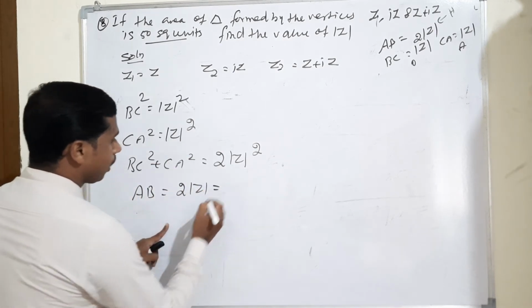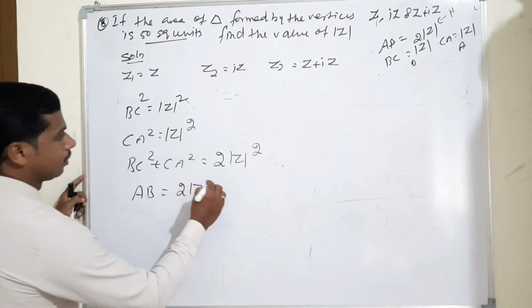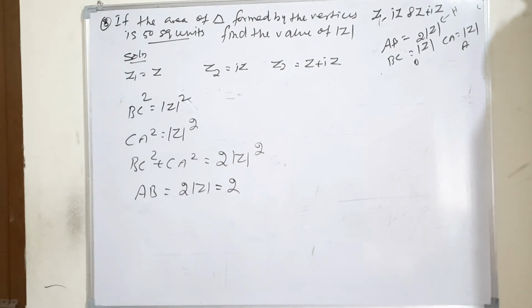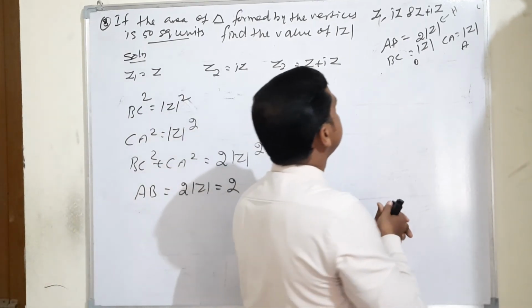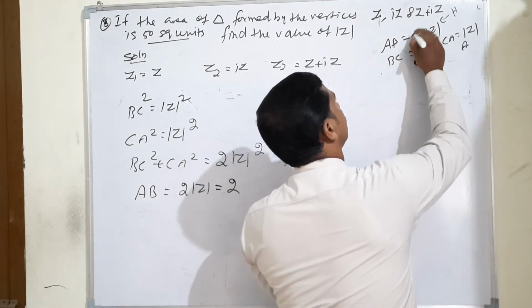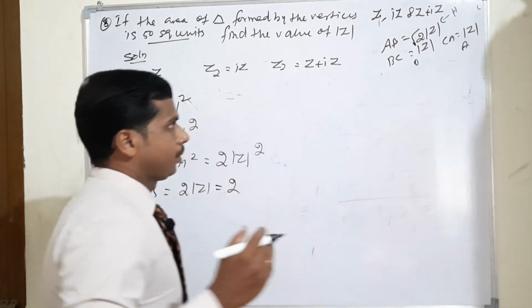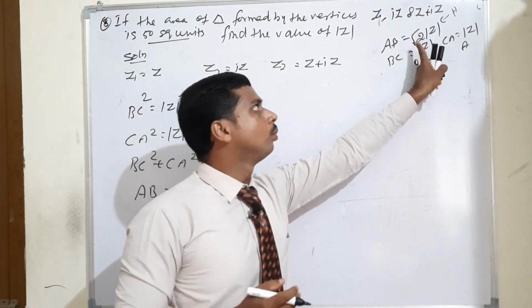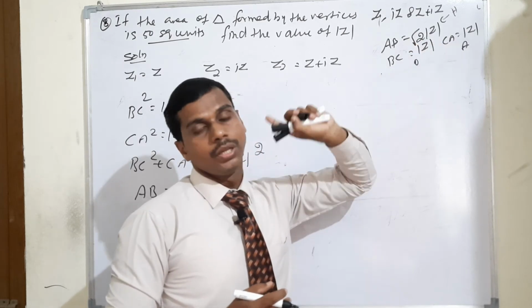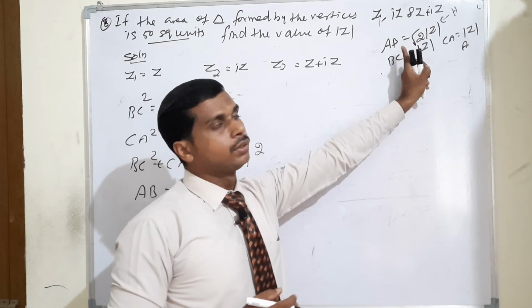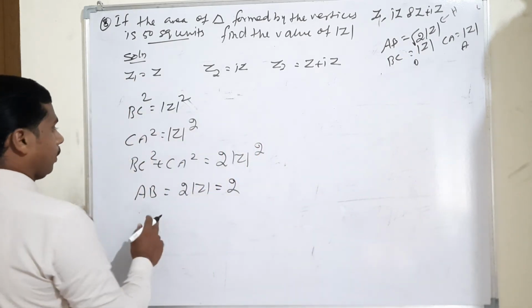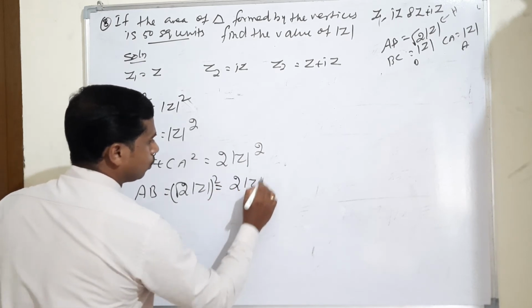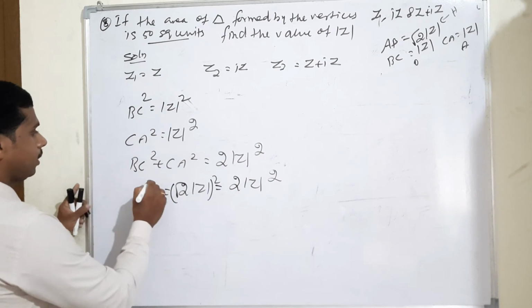Again, AB square means what will happen? Sorry my dear, actually AB is equal to root 2 will come, isn't it? Just you can check it, at our starting itself, what I have written instead of AB, whether 2 mod Z or root 2 mod Z. Actually the correct procedure is root 2 mod Z, okay. Now here we can write root 2 mod Z the whole square means what will happen? We can write now only 2 modulus Z square, isn't it? So now we can check it, this is AB square, isn't it?